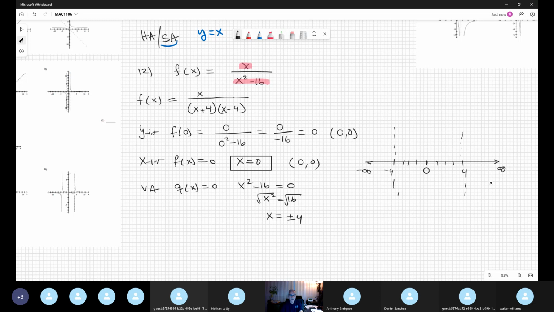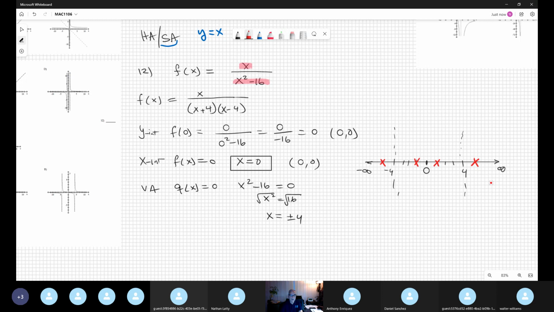I need to plug in a specific additional point. I select 5 or 6. I select 1. I select negative 1. I select negative 5. Not necessarily these. One point inside an interval is representative of any point in that interval.